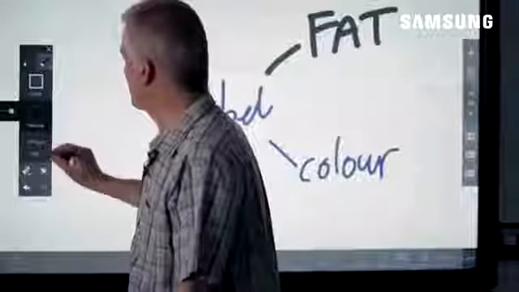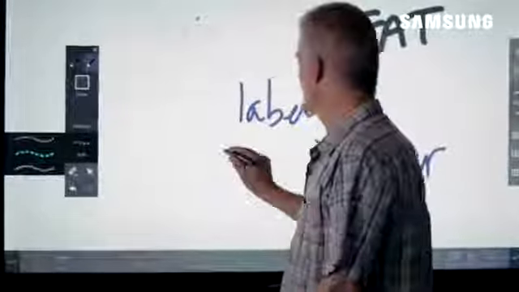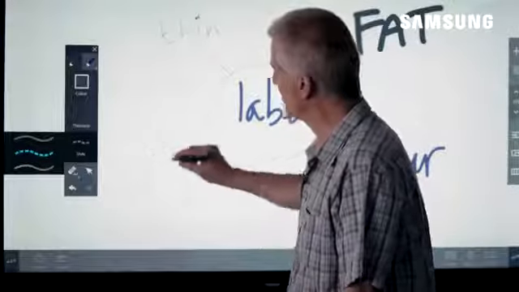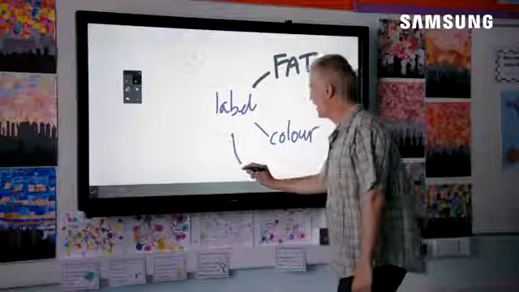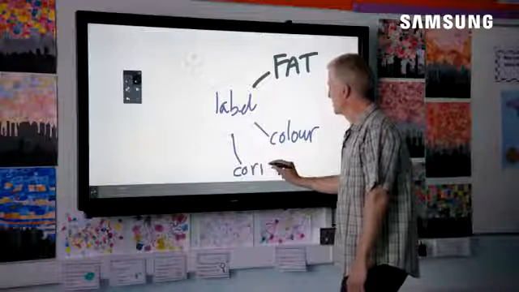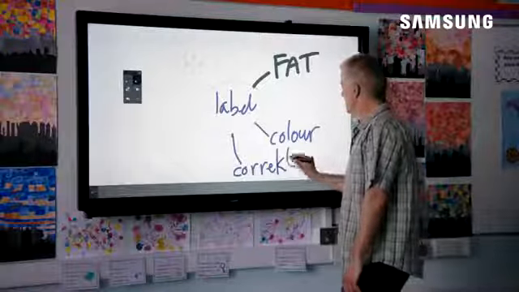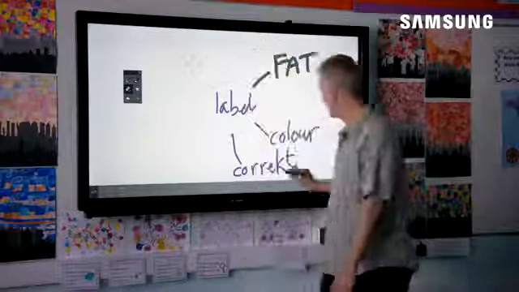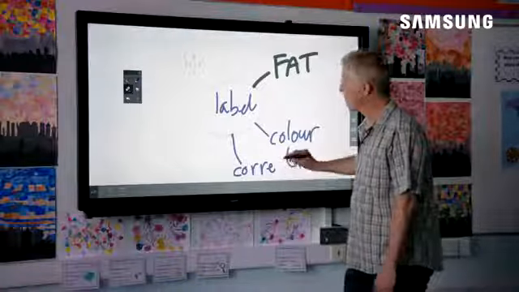I can also go to dotted line style. I can also correct what I've done. I can hit the undo button, or I can use the board rubber.